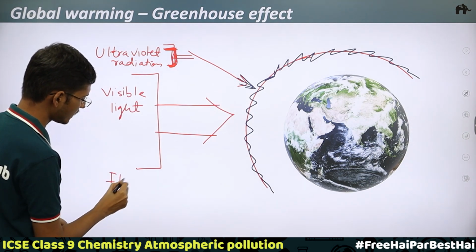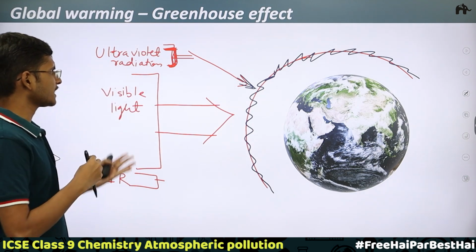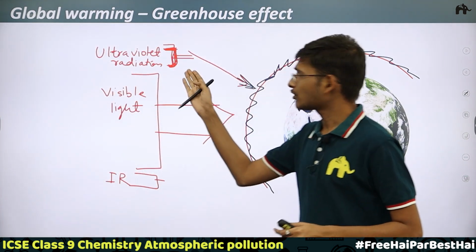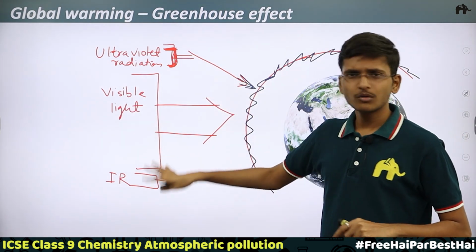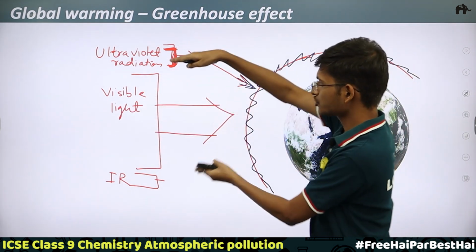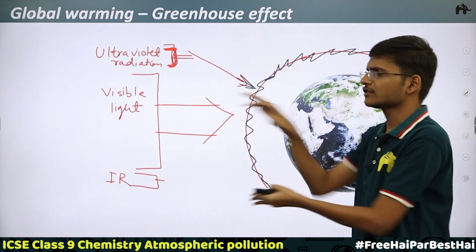IR radiation we can see. But both these types of radiations, ultraviolet and infrared, are quite small. Out of this also, most of the ultraviolet radiation is getting absorbed. Now let's focus on the visible radiations, because most of the energy from the sun is coming in the form of visible light.